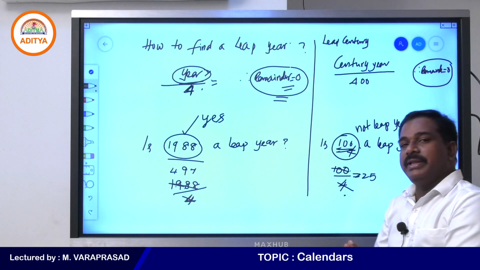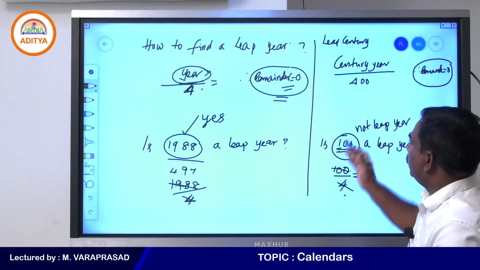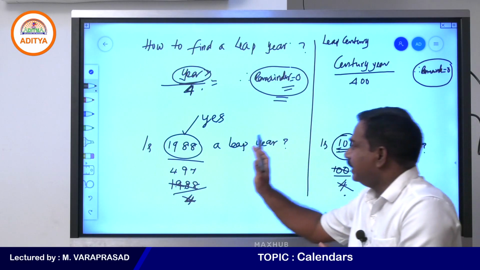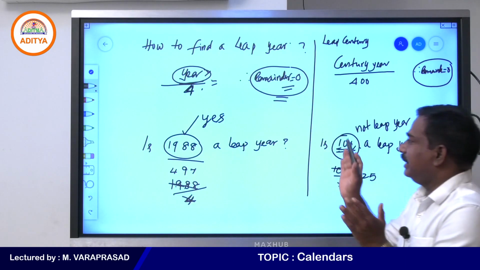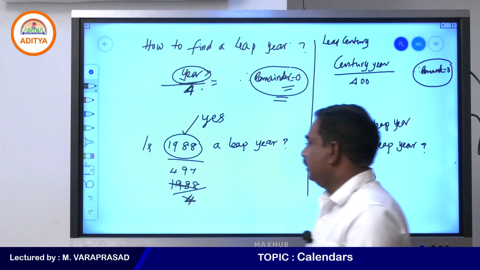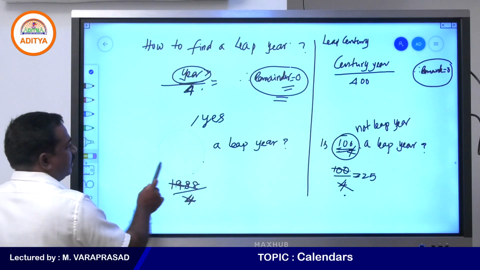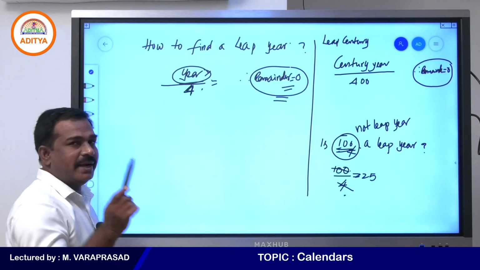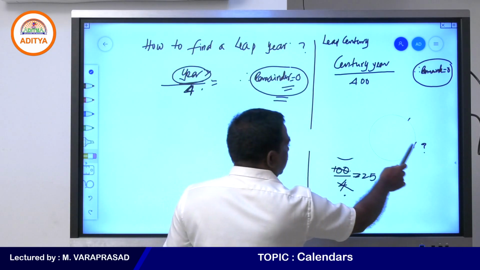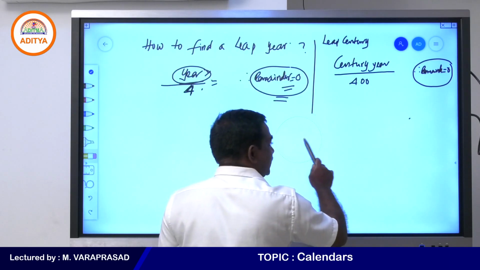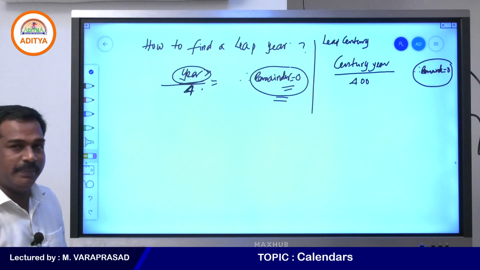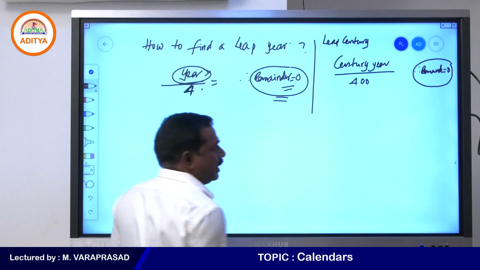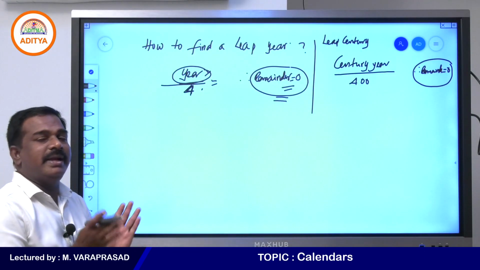If a year is divisible by 4, then it is a leap year. If a century is divisible by 400, then it is a leap year. See the difference between a general year and a century year. When a general year is given, the year should be divisible by 4, then it is a leap year. When a century is given, you find whether the century is divisible by 400. If the remainder is 0, then it is a leap century.